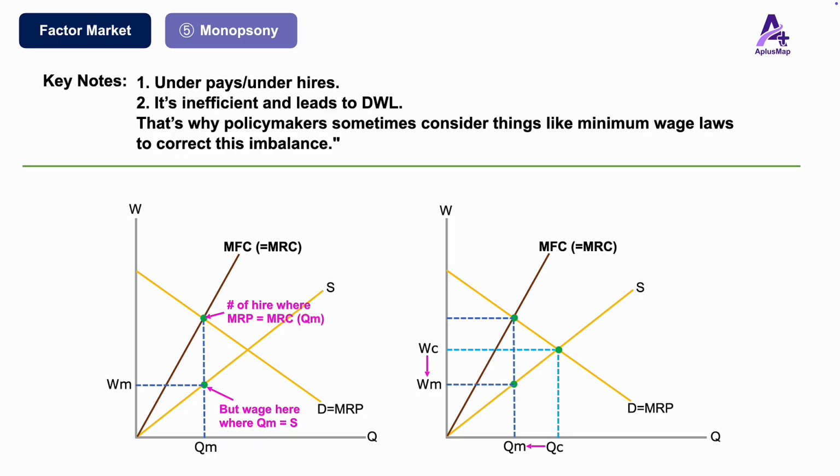Precisely. WM will be lower than the MRP at quantity QM and also lower than the wage, WC, that would exist in a competitive market. Result: fewer workers hired, QM < QC, and lower wages, WM < WC. And that inefficiency you mentioned, can we see that on the graph too?